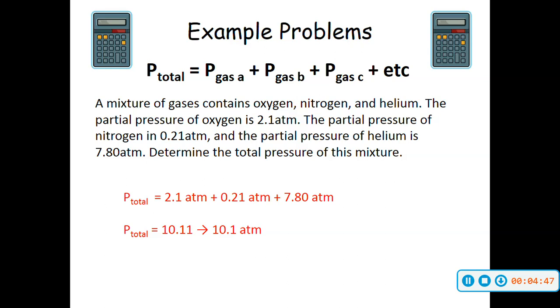The good thing about Dalton's law is that it's just simply addition. If we're looking for the total pressure, we would just add those values up. So we would get 10.11, and then again, since we're adding, the least number of decimal places is going to be 0.1 with one decimal place. So our final answer is going to round to 10.1 atm.